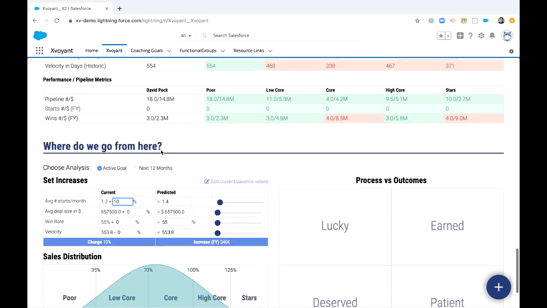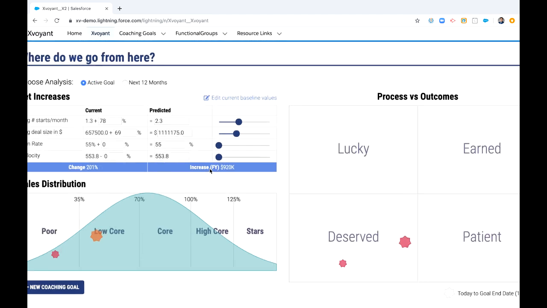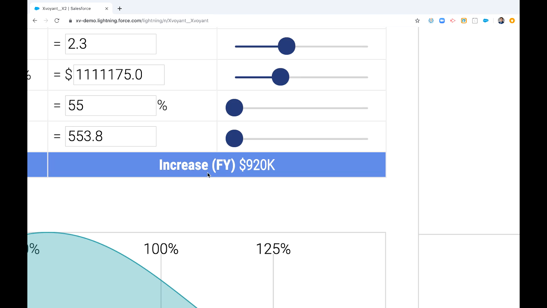If we keep scrolling down, we'll find the where do we go from here calculator, or what-if calculator. Here, you'll be able to play around with the numbers and show the salesperson how he can improve if he was to do more. So if this person was to find one more opportunity a month, and his deal size was to increase like that of his peers to $1 million, this is what would happen. In this goal period, he would move from the poor to the low core category. But most importantly, here you can see that his increase this fiscal year would be an extra $920,000.